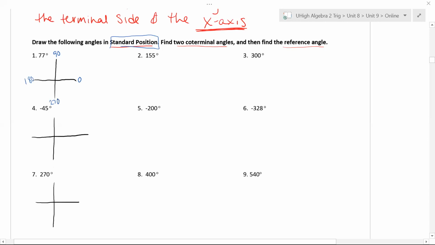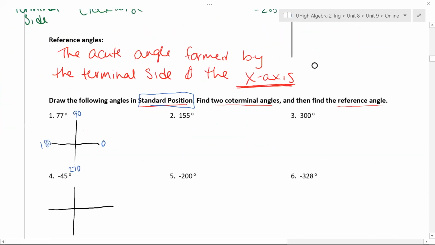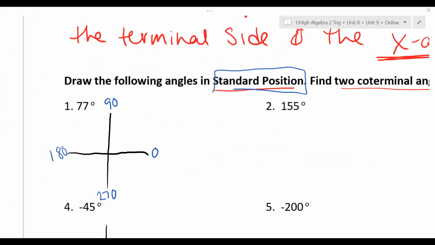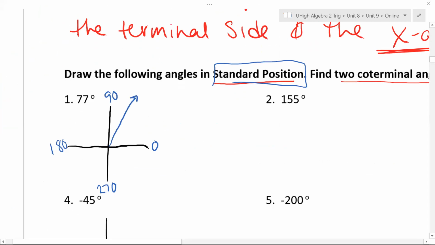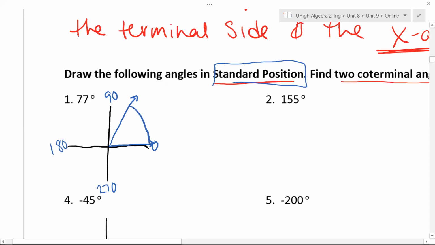So if I want something that's 77 degrees, oh, I'm sorry guys. I'm going to draw something in this first quadrant that's a little bit more than halfway. So I'm going to draw an angle that looks like this. And then I also have my other side that's going to be along the axis. So I know that this right here, and I'm going to draw it kind of big so that we could fit everything on here, is a 77 degree angle.